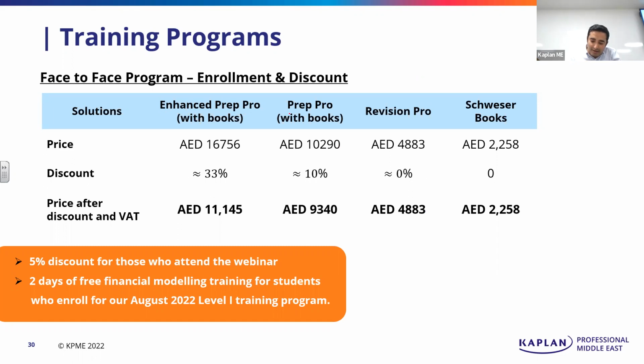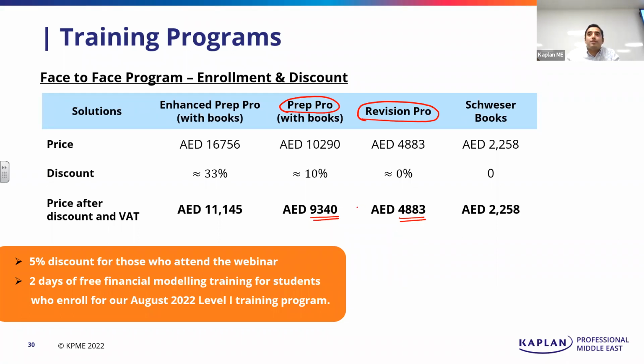Remember, I told you there is prep and there is revision. Prep means if you want to attend only from March to June, those 120 hours of training. For prep, the fees is 9340 dirhams. If you want only revision, it is 4,883. Who should go only for revision? Someone who gave the exam, didn't clear, and doesn't want to go through the entire 120 hours, just the revision. This is good for you. But otherwise, only revision is not going to help at all if you're studying for the first time.